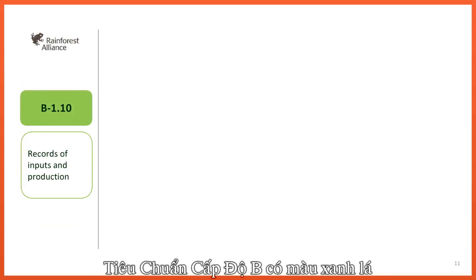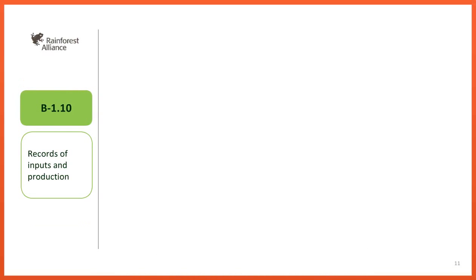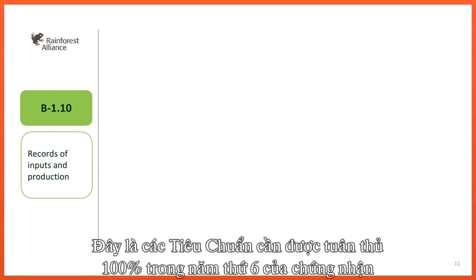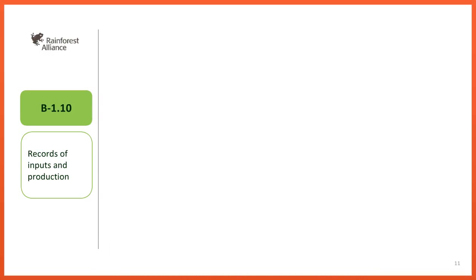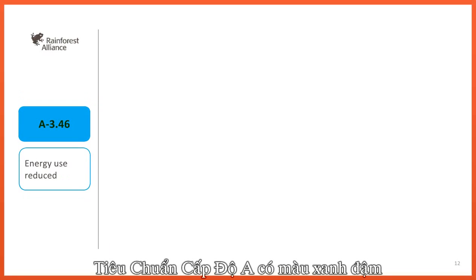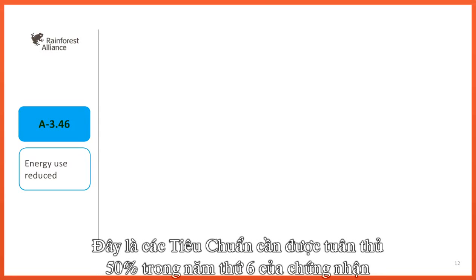Level B criteria are indicated in green. These need to be complied with by 100% by the 6th year of certification. Level A criteria are indicated in blue. These need to be complied with by 50% by the 6th year of certification.